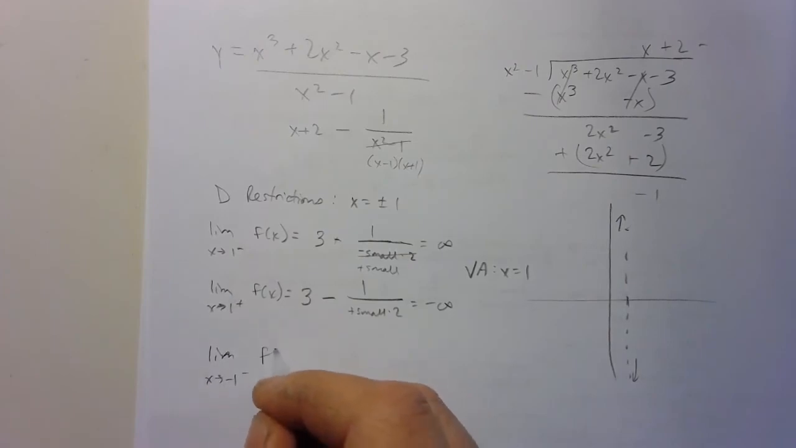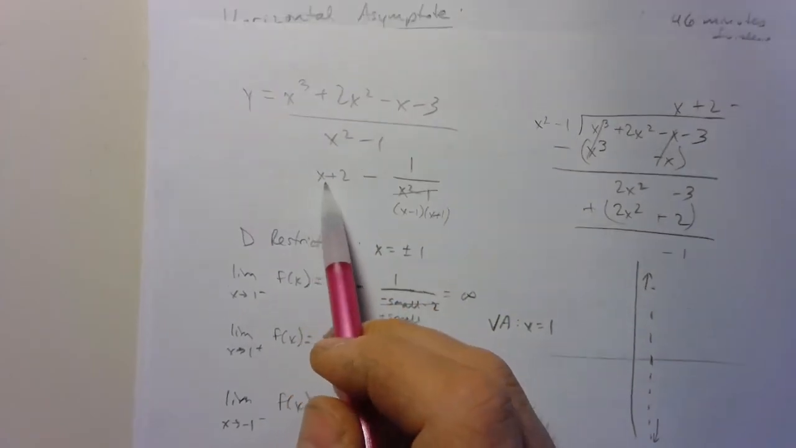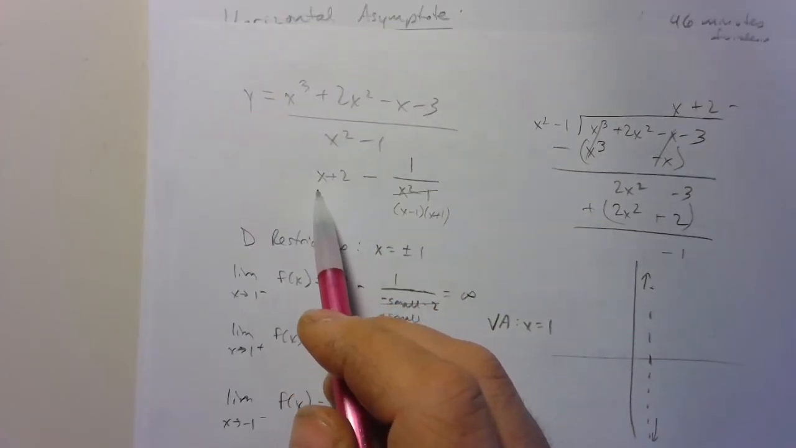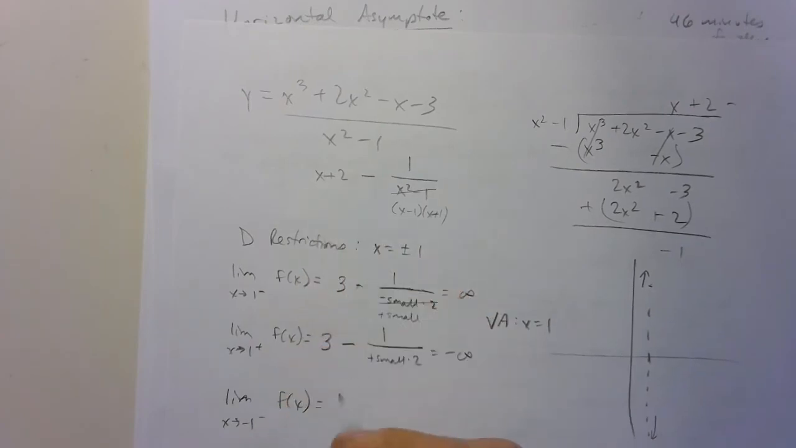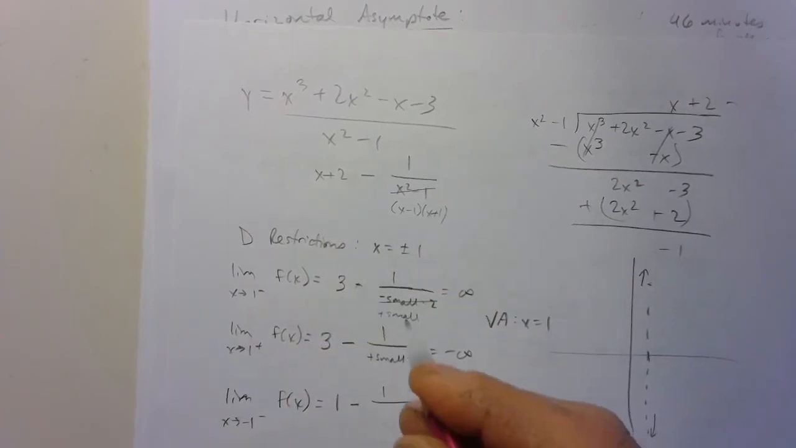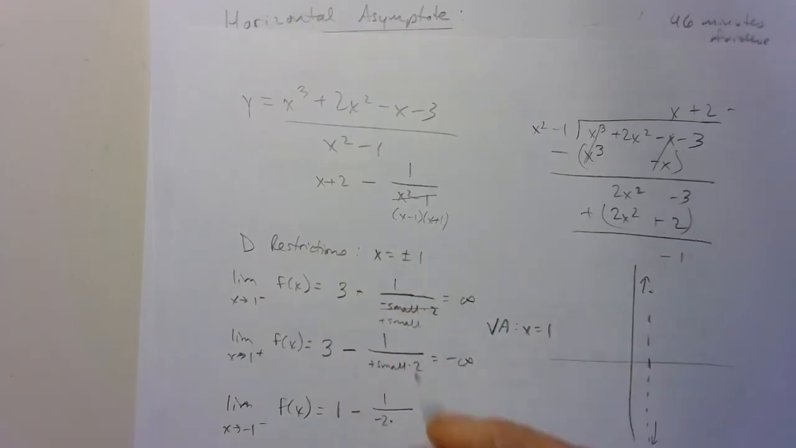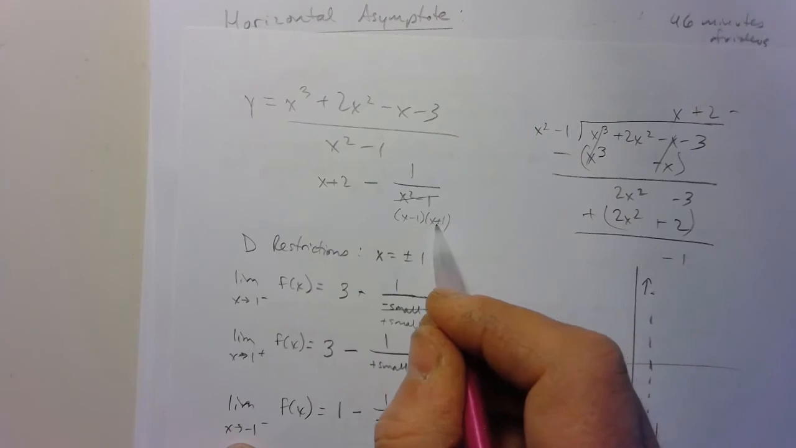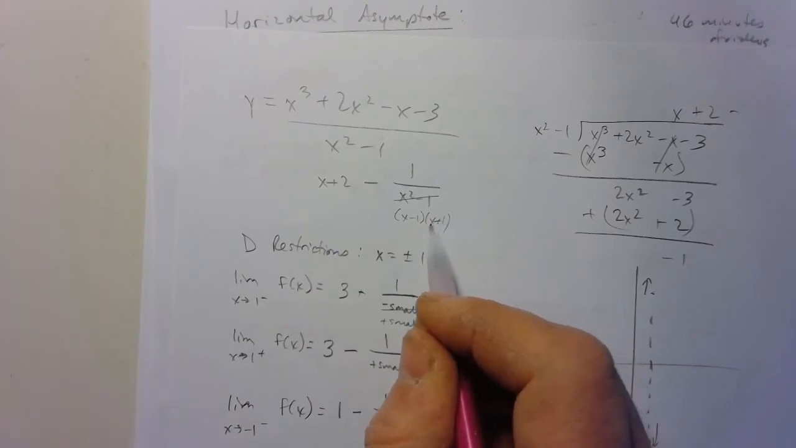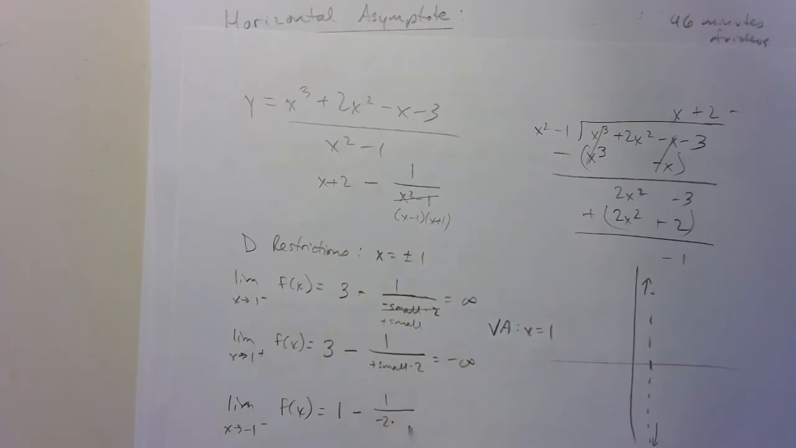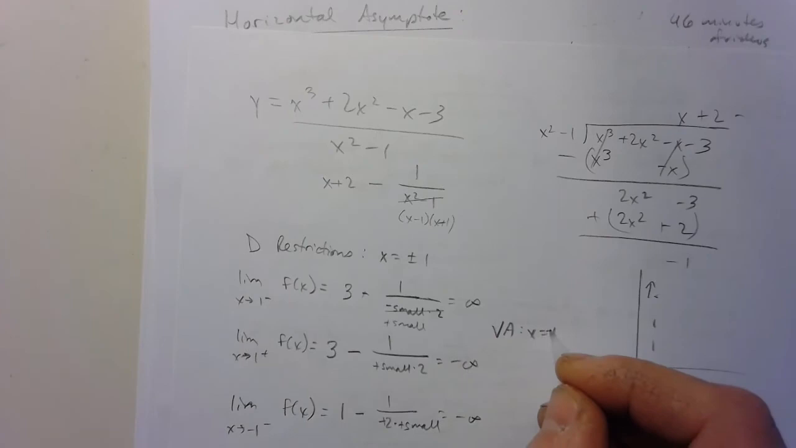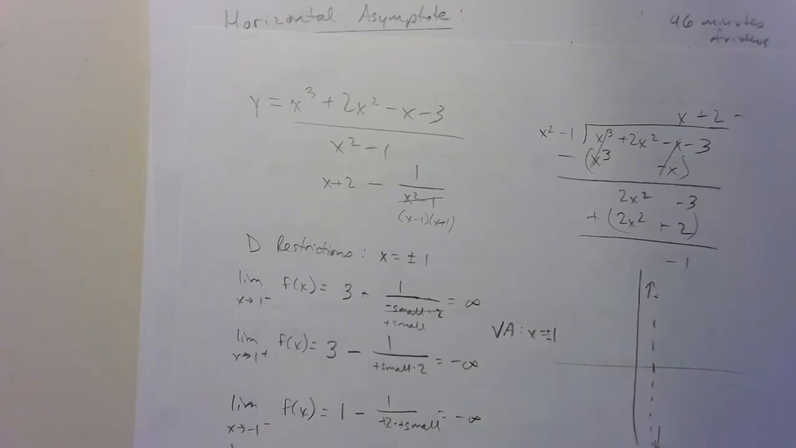I'm sorry, negative 1. Okay, this part, it's just x. What's it approaching? It's approaching negative 1, so negative 1 plus 2 is 1. This is negative 2. This part is approaching 0, but if it's from the left, it's like negative 1.0001 plus 1, so it's negative small. Okay, so this is going to be infinity. 1 minus infinity, negative infinity. We see that that's also a vertical asymptote. I'm going to just do the other direction as well.